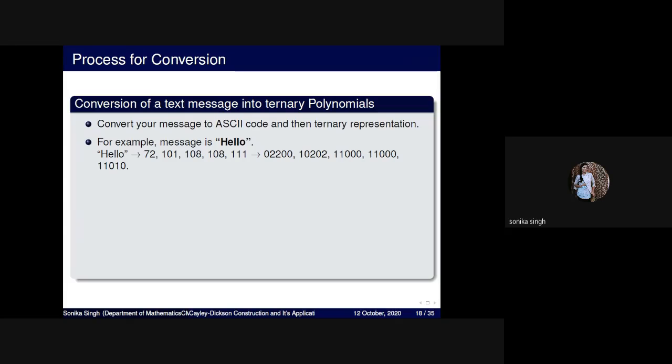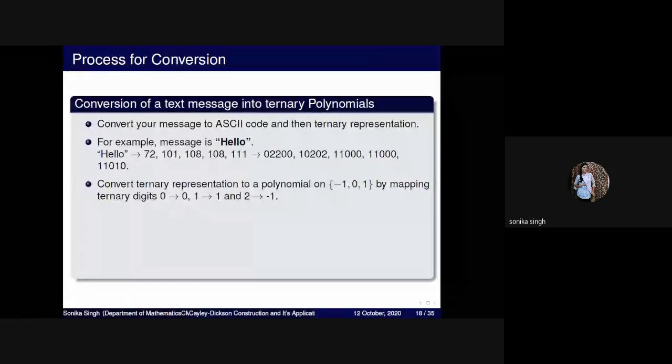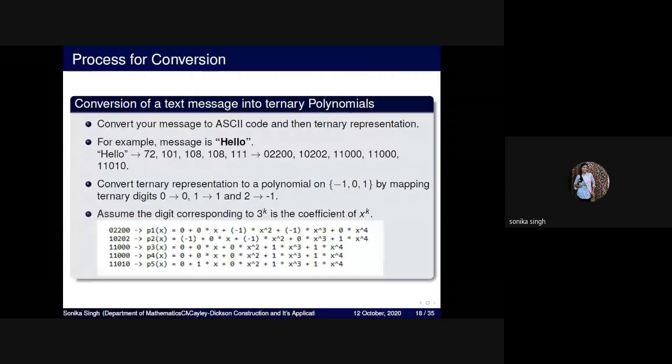You can verify it. Now we use a mapping that maps 0 to 0, 1 to 1, and 2 to -1, and convert our ternary representation to a polynomial on the set {-1, 0, 1}. After this, we obtain our polynomials by assuming that the digit corresponding to 3 to the power k is the coefficient of x to the power k. That means the polynomial corresponding to 02200 is 0 + 0x - 1x^2 - 1x^3 + 0x^4. Similarly, we can do it for the others.